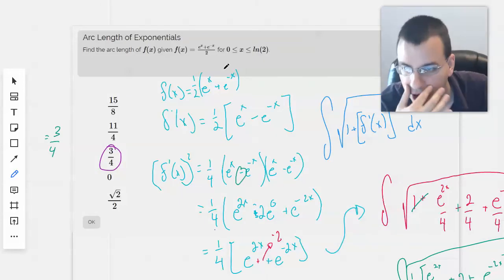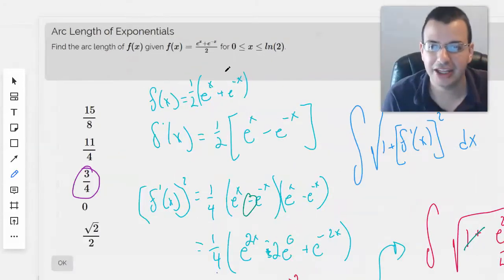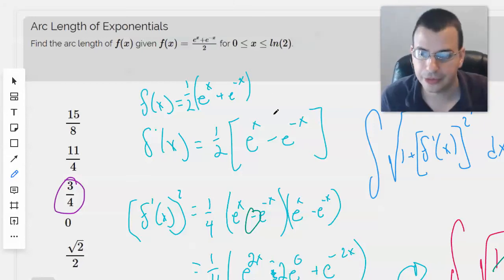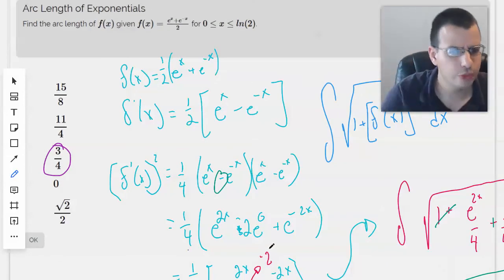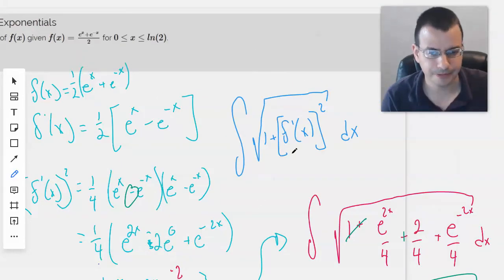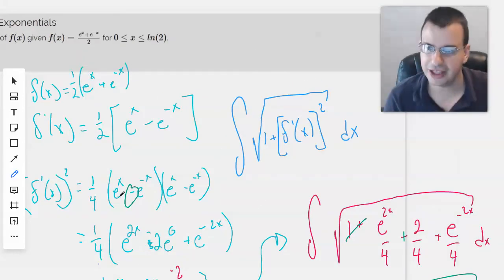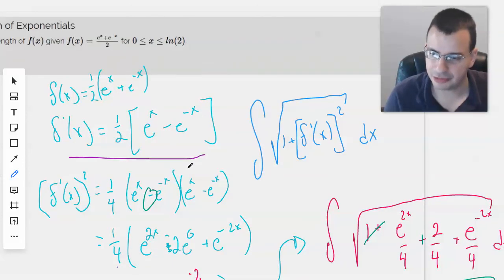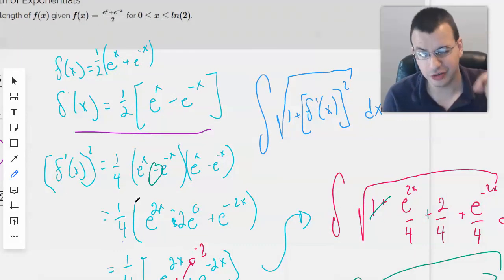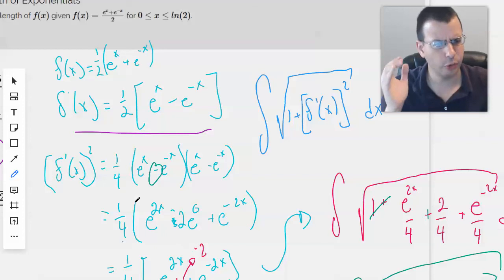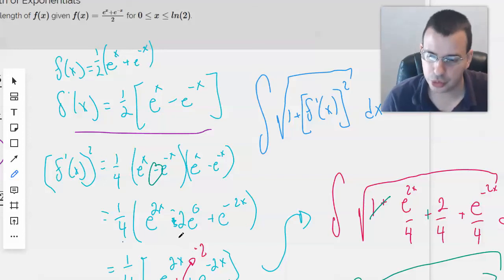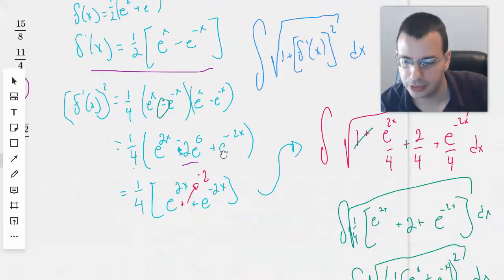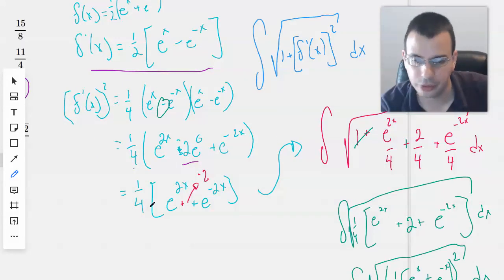Find the arc length of f of x. We had e to the x plus e to the negative x over 2 between 0 and natural log of 2. So we really weren't quite sure where to go, so we wrote up our arc length formula. Part of the arc length formula is we find the derivative, which we did right here, f prime of x. We then squared it, and we had kind of a foiling issue, which is where we got this negative 2 e to the 0, which was just negative 2. That negative 2 became negative 2 over 4, which was negative 1/2.